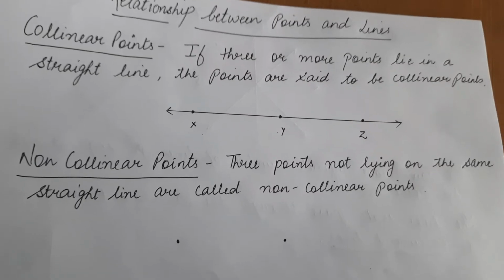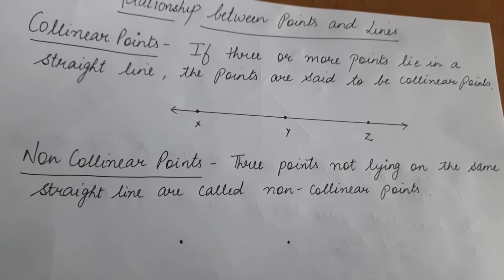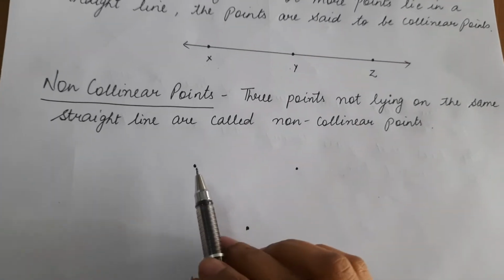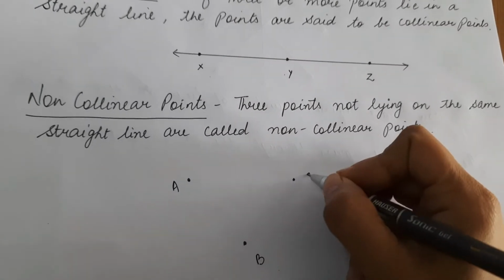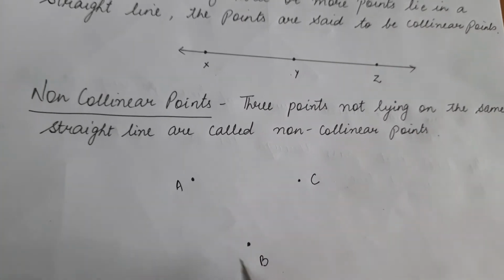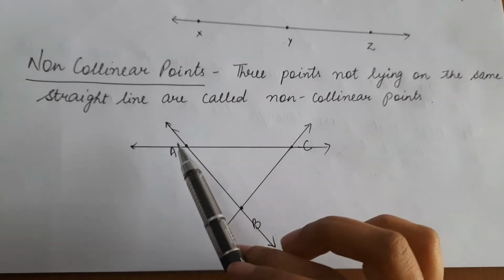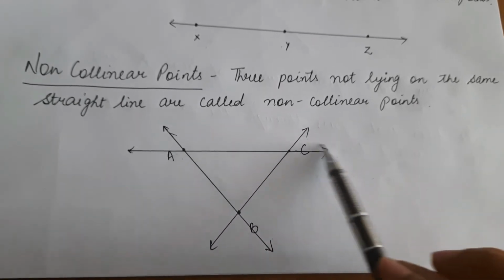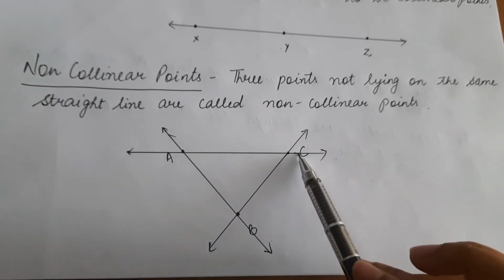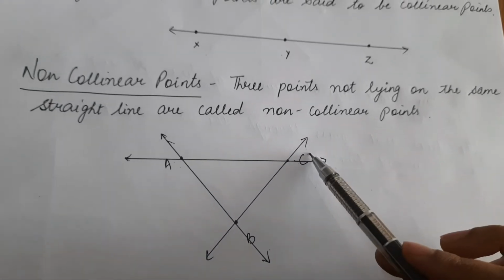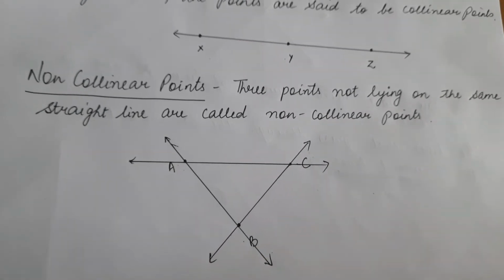Next comes non-collinear points. What are non-collinear points? See, 3 points not lying on the same straight line are called non-collinear points. Here I am having 3 points, I am naming them A, B and C. And these 3 points are not on a straight line. So these 3 points A, B, C are non-collinear points because all these 3 points are not lying on the same straight line. Here only A and B are lying on a straight line, in this A and C are lying on a straight line, and in this B and C are lying. So 3 points are not lying on a straight line, so these are called non-collinear points.